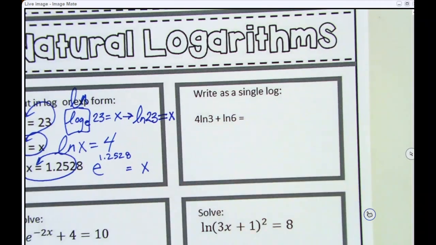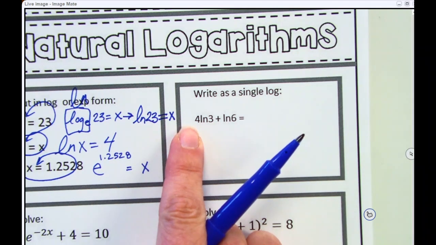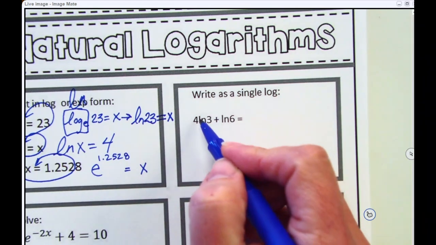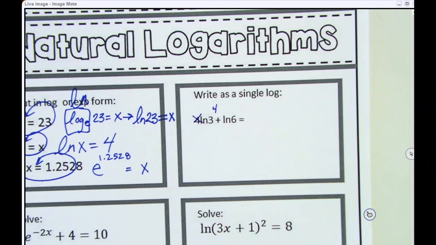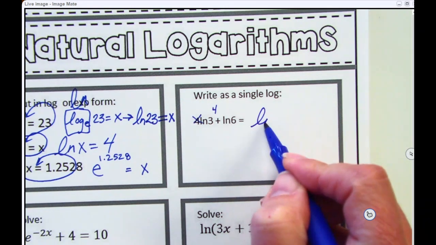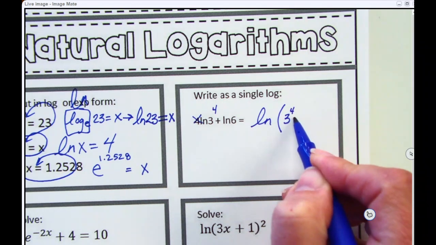Write as a single logarithm. I want to smash it into one, like we were doing with log before our Christmas break. How do I smash that into one logarithm? What does add mean? Times. I can't do it yet. Why? Because there's a 4 in front. Okay, what do I do with that 4? What rule am I going to use? Make it an exponent. All right. So now that I have that, I could rewrite this as ln of 3 to the 4th times 6.